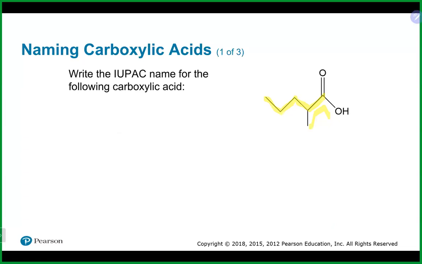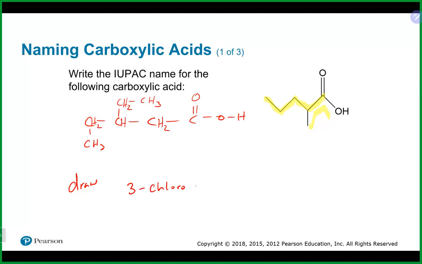So let's do some naming here. Write the IUPAC name for this guy. And why don't we also do, let's do this one here, maybe. Let's give the name of that. Why don't you also draw 3-chloro-4-methylheptanoic acid.